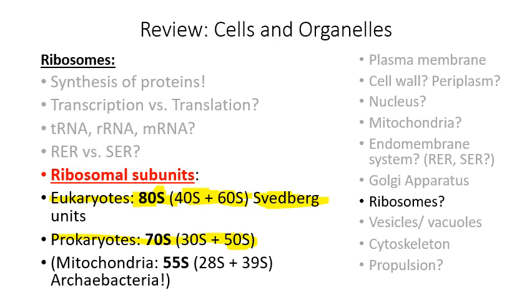Okay, so eukaryotes have 80S ribosomes, and prokaryotes have 70S ribosomes, which are composed of a 30S and a 50S subunit, Svedberg units again. And there are some very primitive types of bacteria called archaebacteria that are billions of years old, and they have what's known as a 55S ribosome, which is composed of a 28S and a 39S subunit, right? So eukaryotes have those 80S ribosomes. Regular, modern bacteria have 70S ribosomes. And primitive bacteria have 55S ribosomes, which is also what mitochondria have.